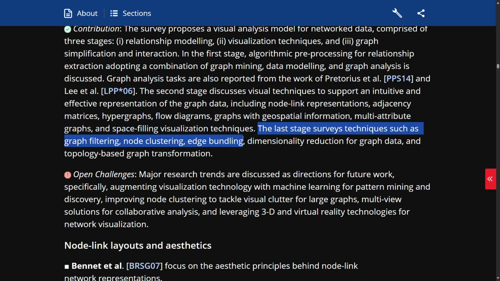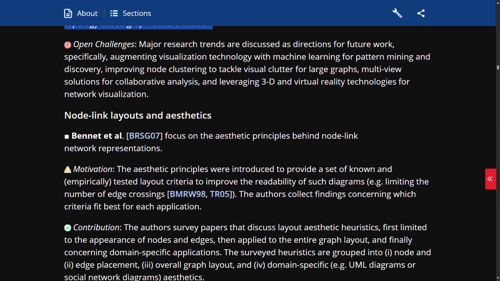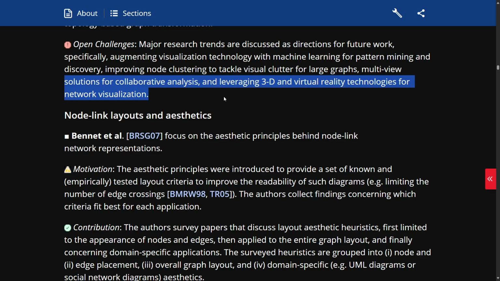The last stage surveys techniques such as graph filtering, node clustering, edge bundling, dimensionality reduction for graph data, and topology-based graph transformation. Open challenges. Major research trends are discussed as directions for future work, specifically, augmenting visualization technology with machine learning for pattern mining and discovery, improving node clustering to tackle visual clutter for large graphs, multi-view solutions for collaborative analysis, and leveraging 3D and virtual reality technologies for network visualization.